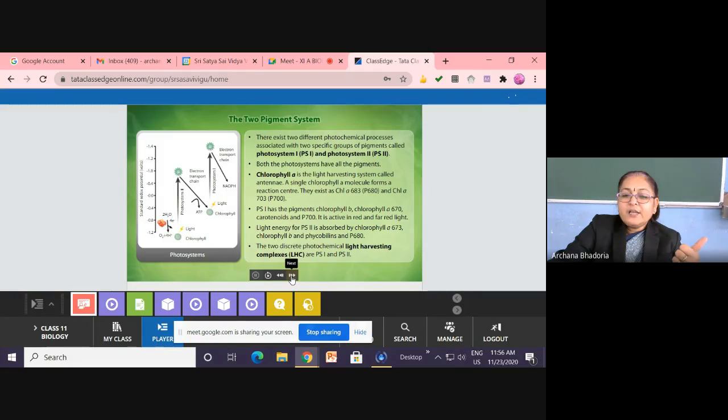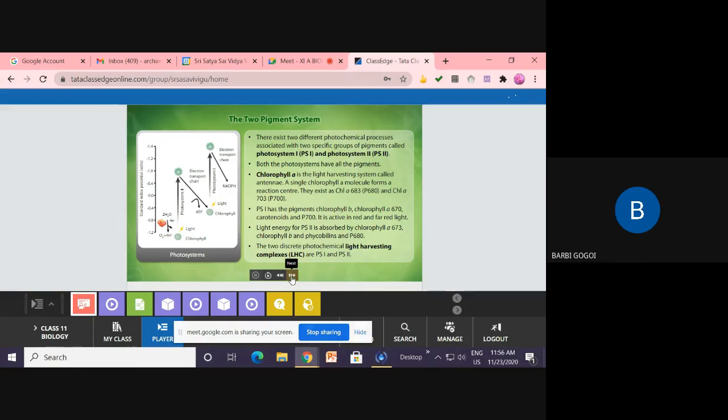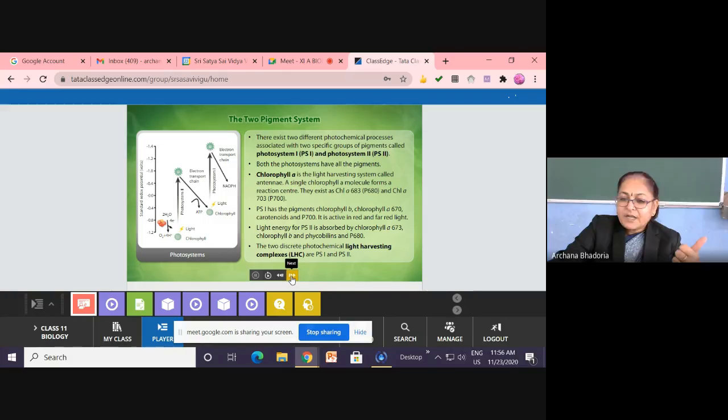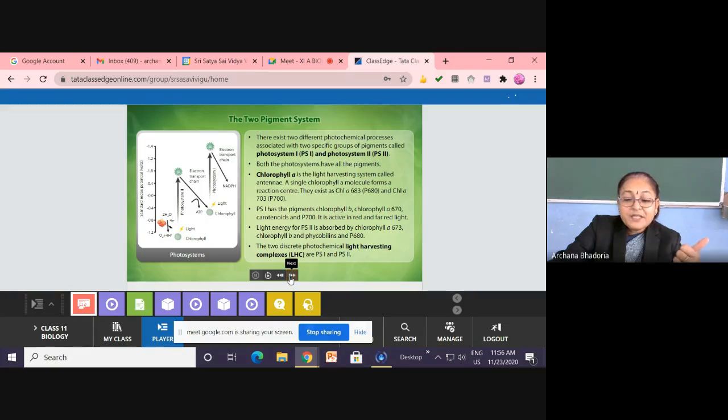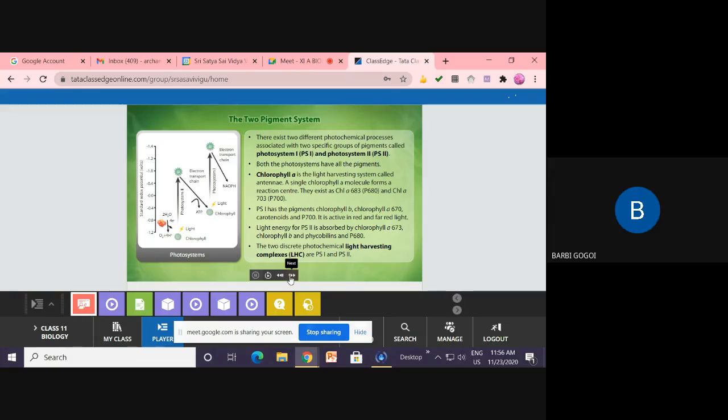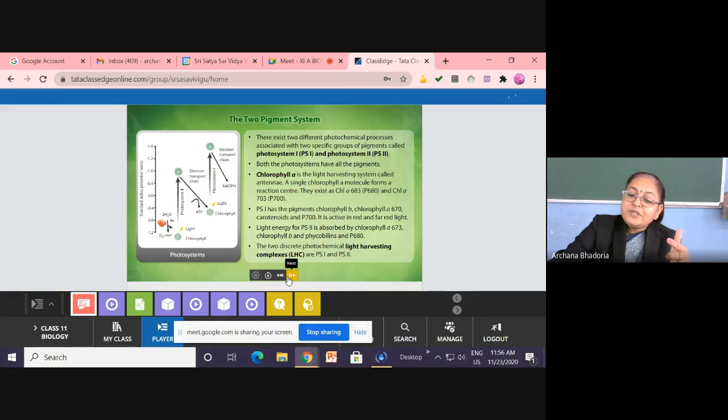Quickly, name the two photosystems. The two photosystems are pigment system 1 and pigment system 2. Yes, name their reaction centers also. Pigment system 1 reaction center will be P700, and photosystem 2 reaction center will be P680.